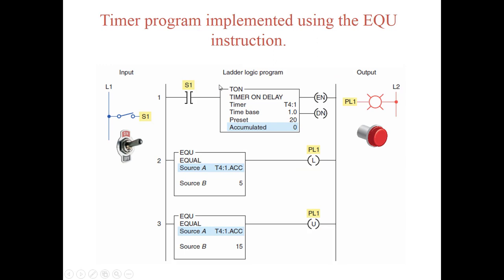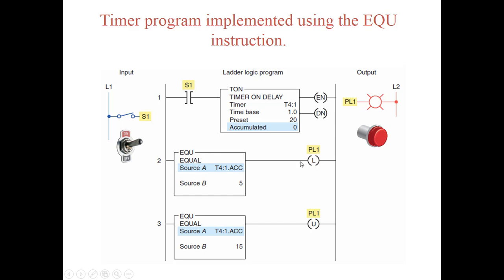Here's an equal instruction. Switch 1 starts a timer. Time base is 1, so it's going to try and get to 20. So it's going 1, 2, 3, 4, 5. As it's going up, we have this accumulation is changing. We just pulled it from here. 1, 2, 3, 4. At 5, it's equal to it.